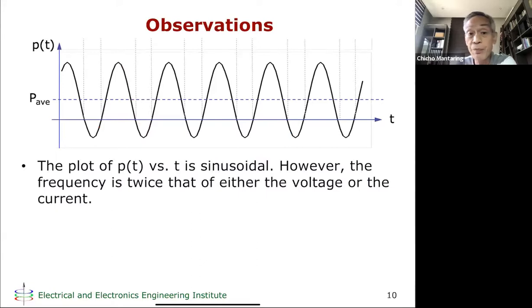Okay, mapapansin mo that in general the average power is not equal to 0. So meron tayong average value. So that is the general case. When you have a network consisting of resistance, inductance, and capacitance, and you have a source supplying a voltage to this network, you're going to generate a sinusoidal current. You multiply the voltage and the current, you get the instantaneous power. The average of that, in general, is not going to be equal to 0.